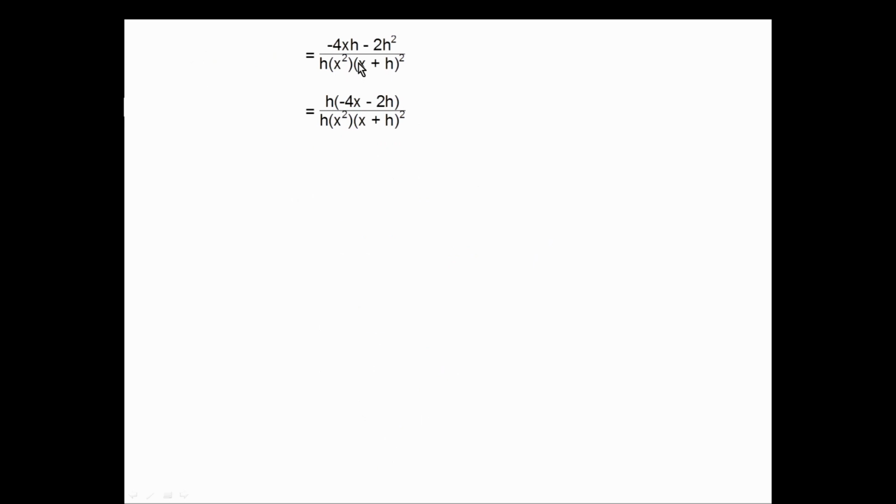Okay, so here's where we left off before. All I did was factor out the h. Again, if you want to factor out the minus 2, that's your choice. The h's can now cancel. So I'm going to be left with negative 4x minus 2h over x squared times x plus h squared. Now again, if you want to factor out the minus 2, your choice. I've just chosen not to do it.